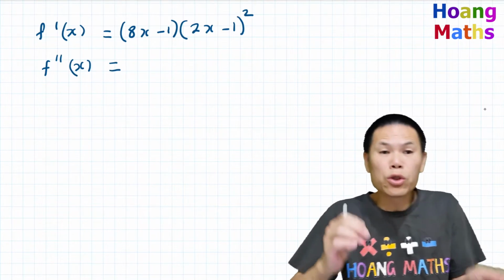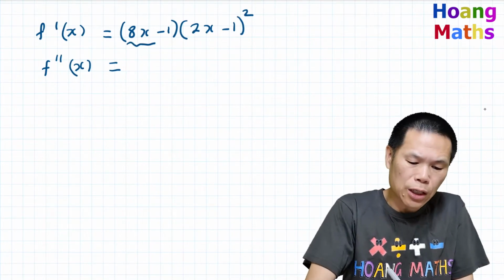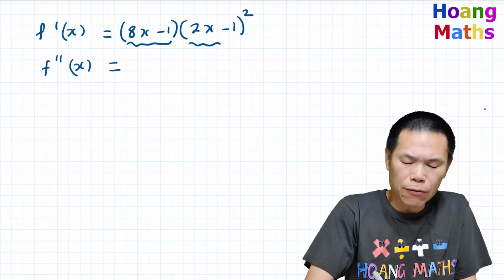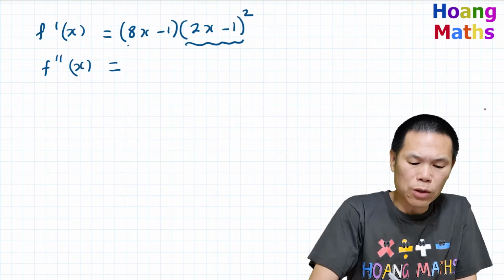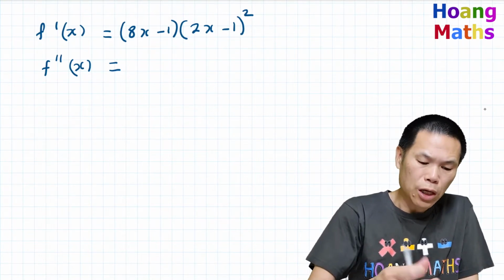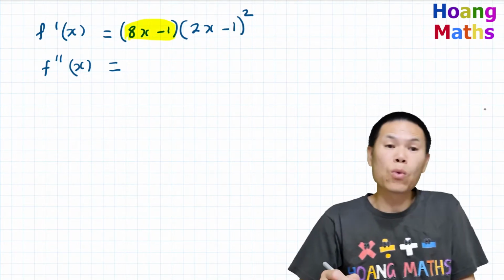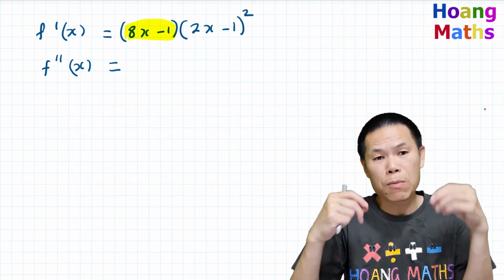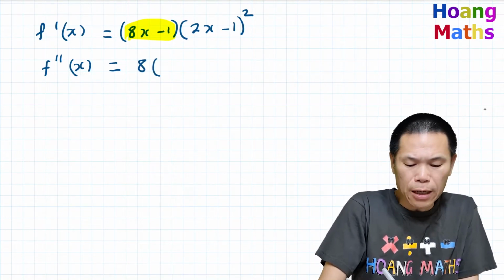So what we do, we use the product rule and differentiate the first function, that is this function here, and we times the second function. Add the derivative of this function and we times this. Okay, so just keep that in mind by using the product rule. So first of all, we differentiate 8x minus 1. So to differentiate that will give me 8. Okay, so 8, and then we times the second function.